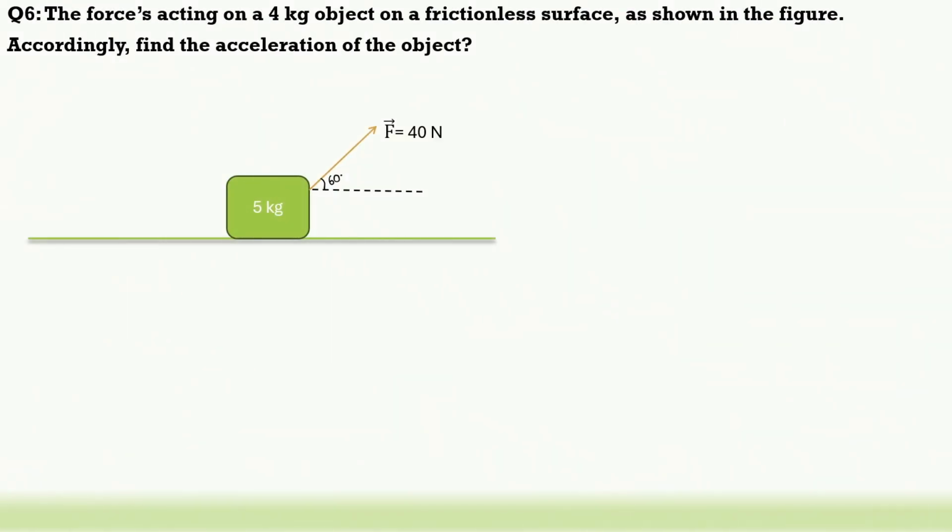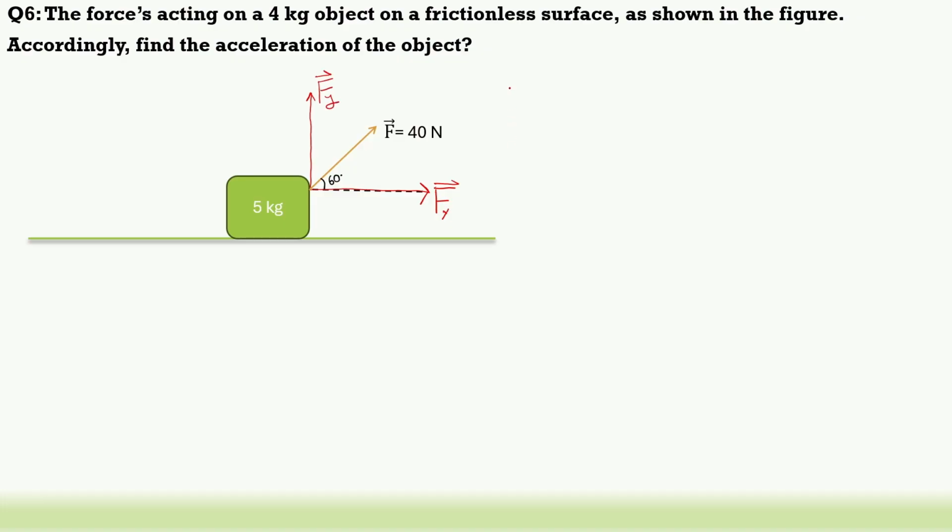The force is acting on a 4 kilogram object on a frictionless surface as shown in the figure. Accordingly, find the acceleration of the object. In this question, as you can see, the force is acting at an angle. So firstly, we should calculate the components of the force, then calculate the acceleration. Let's split up the force into x and y components. This force is pulling the box, so this is the x component of the force, and this is the y component of the force.